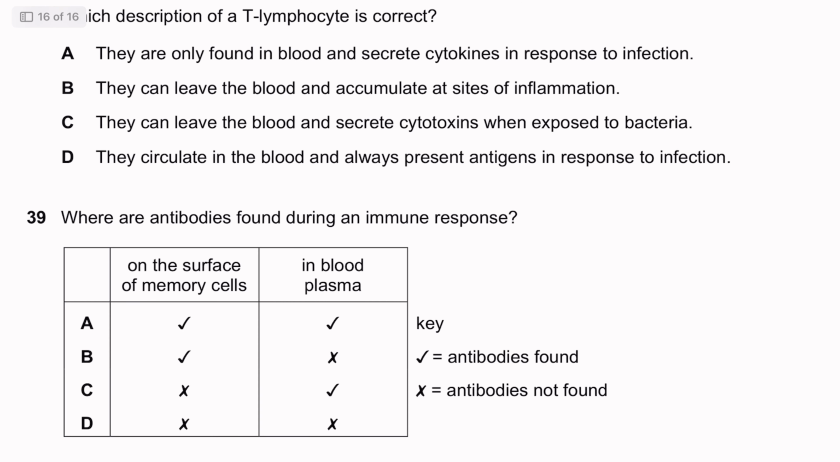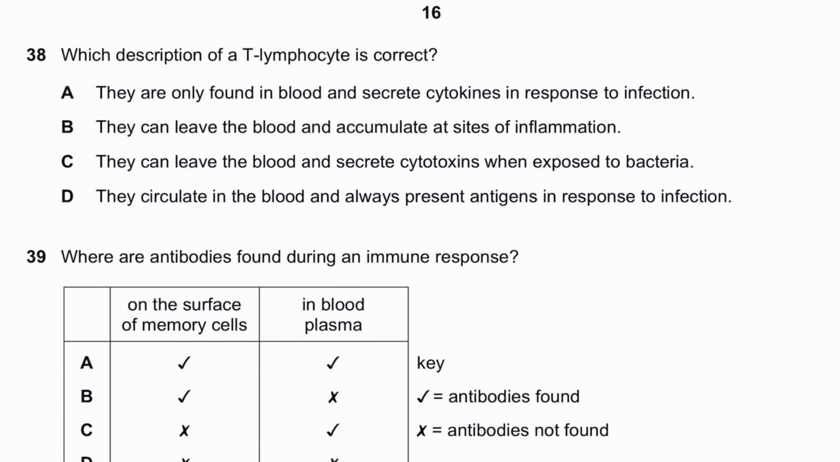Okay, 38. Which description of a T lymphocyte is correct? They're only found in blood and secrete cytokines in response to infection. Well, they can leave the blood and accumulate at sites of inflammation. That is correct for T lymphocytes. So they're actually not only found in the blood, they're found in tissue fluid as well. Okay, and basically this is a correct statement.